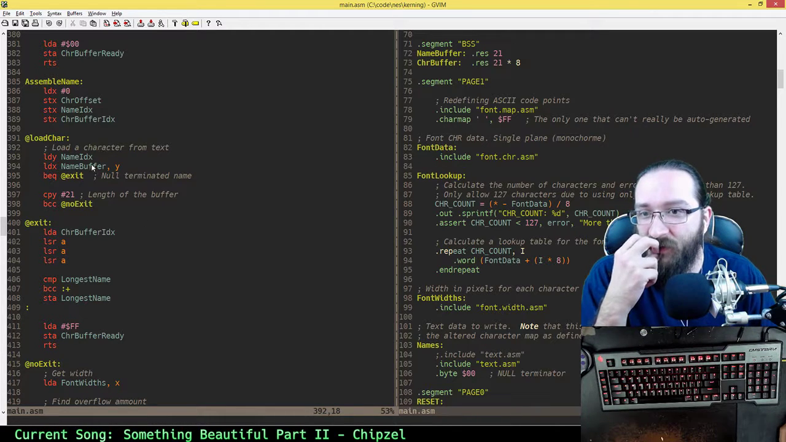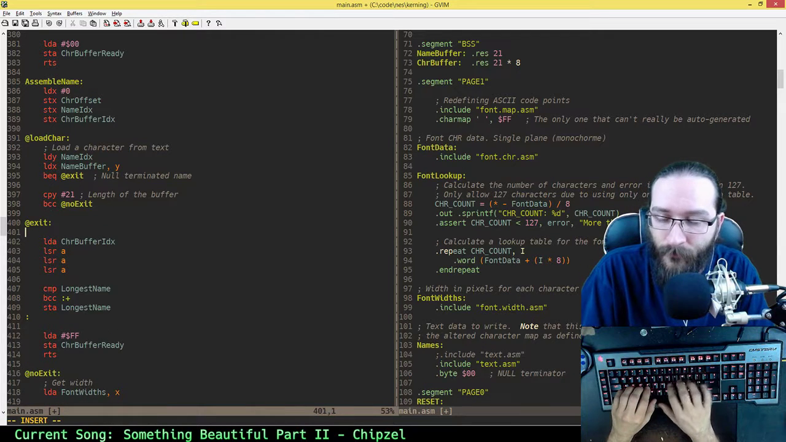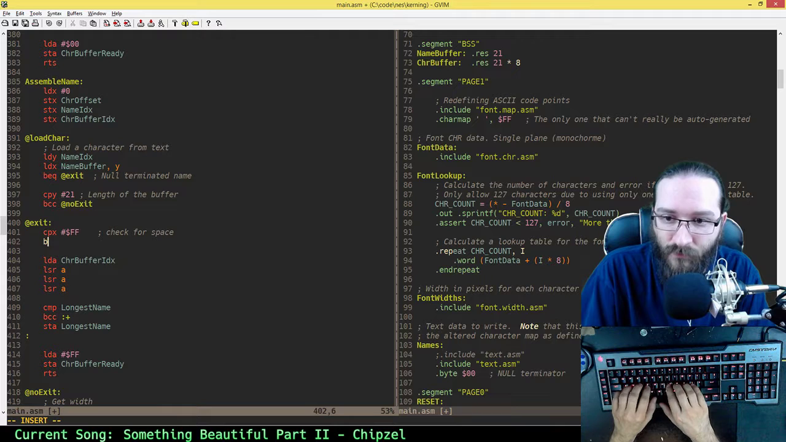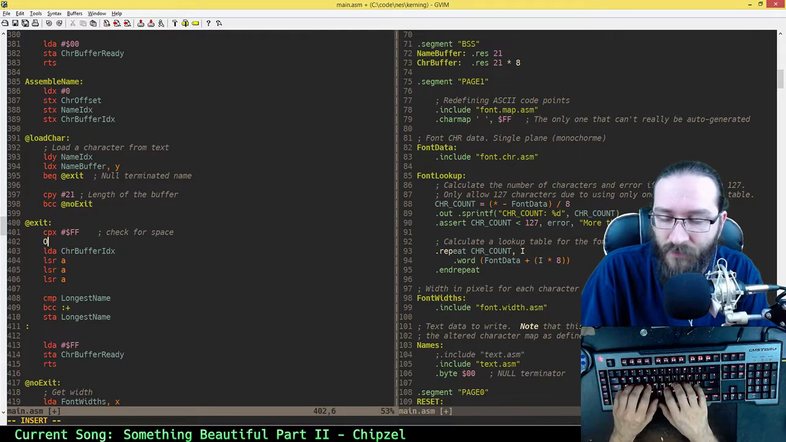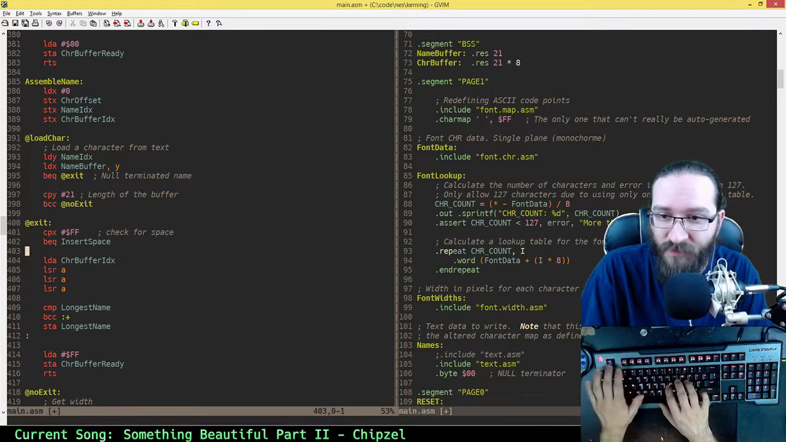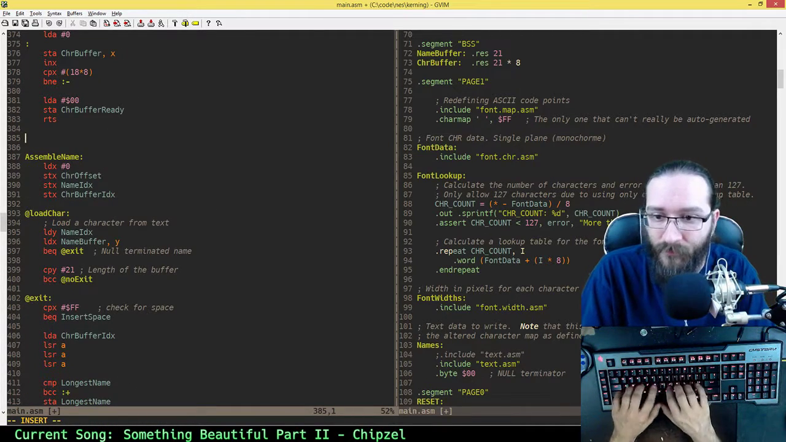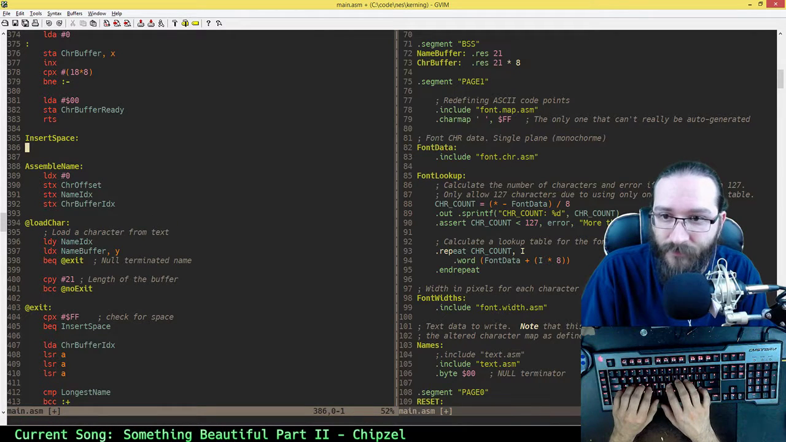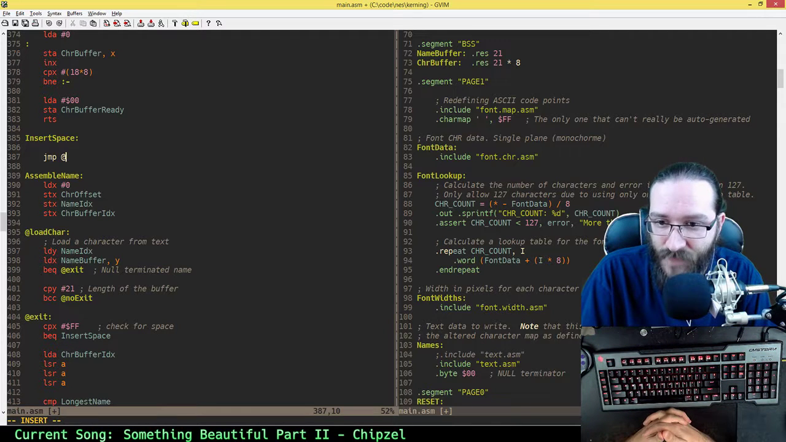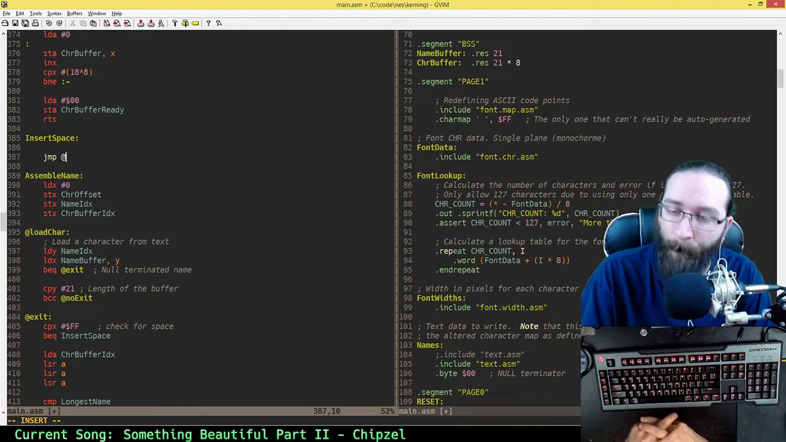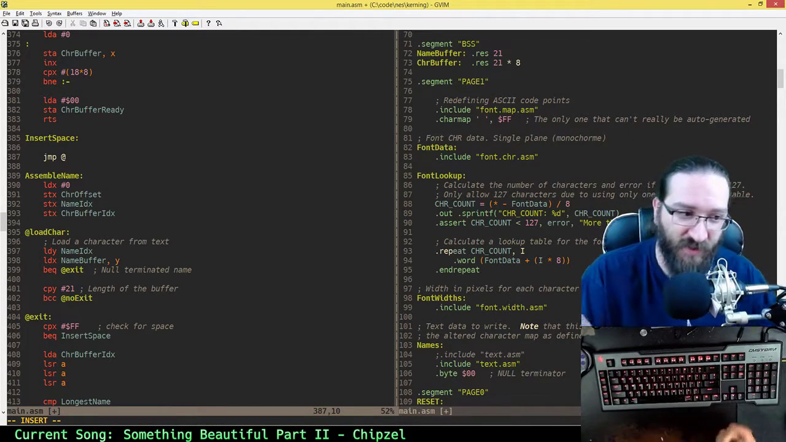Load X. Character from, so that's the index then. CPX FF. Branch not equal across this guy. Or actually, branch equal insert space. We can put that up here. Like that. And this is going to eventually jump to... I can't jump there, because that's a local variable outside the scope.